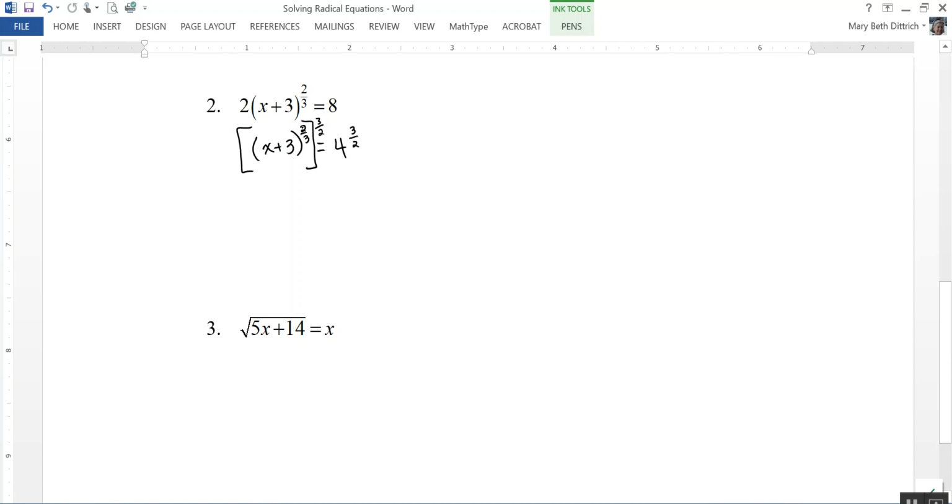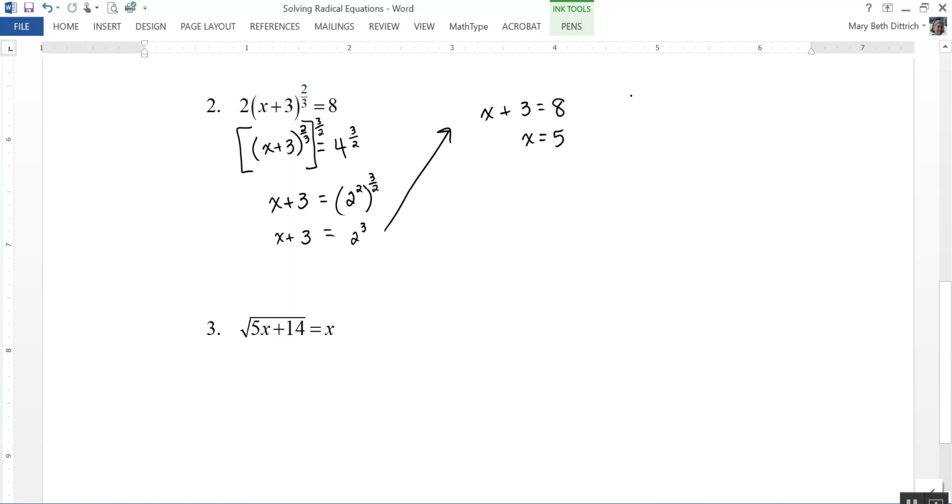So why did I do that? Because I'm going to use my power of a power property. So something raised to the 2/3 power raised to the 3/2 power, I multiply my exponents, and that gives me x plus 3 to the 1 power, or just x plus 3. 4 to the 3/2 power, I'm going to write 4 as 2 squared to the 3/2. That's going to give me 2 to the 3rd power. So I have x plus 3 is equal to 8. So x is equal to 5.